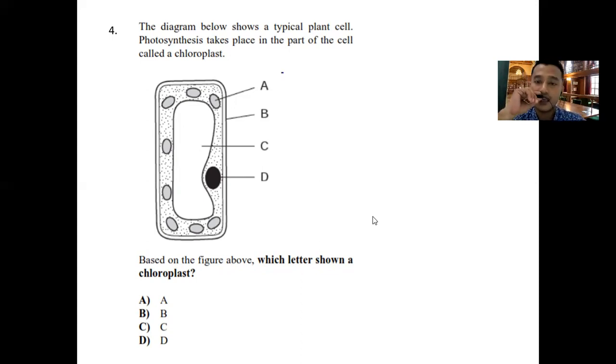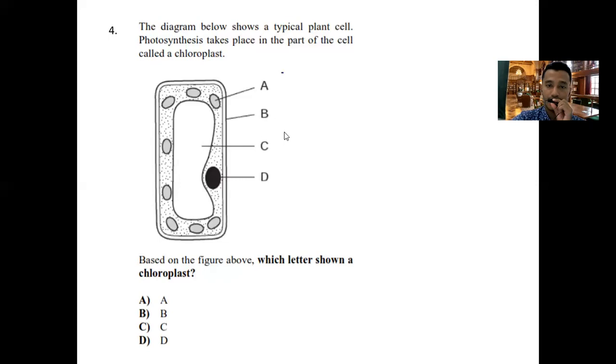And then labeled A is the organelle that contains the substance called chlorophyll. That organelle, we call the chloroplast. So the best answer for number 4 here is A. Labeled A, this is what we call the chloroplast.